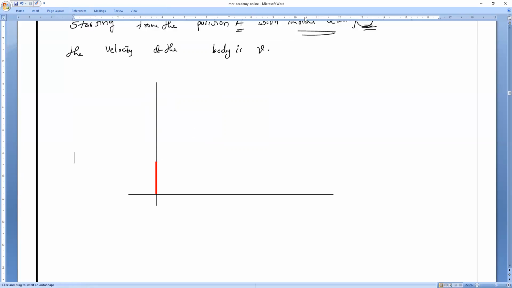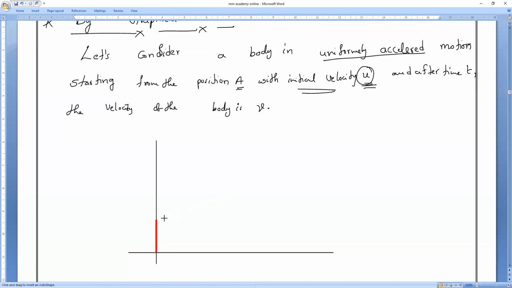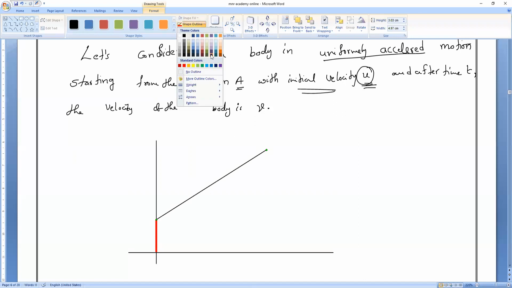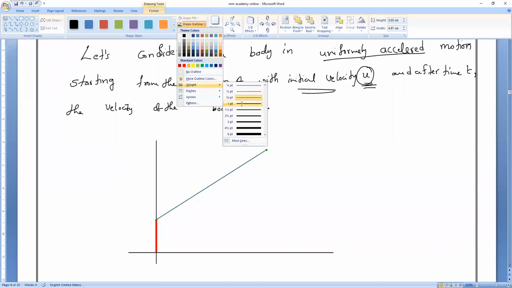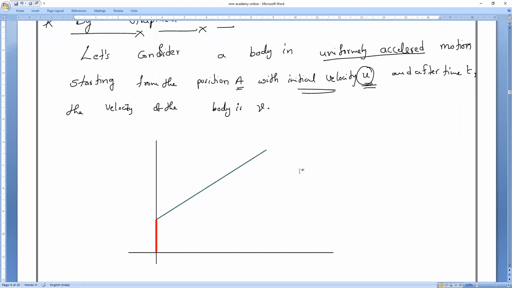What is the initial velocity we have taken? Here you see, U. From there, the body is in what motion? Uniformly accelerated motion. Accelerated means from there it will be a linear graph. Everybody clear? Yes, sir. From there it is uniformly accelerated motion. Anyone having any doubt, kindly let me know.